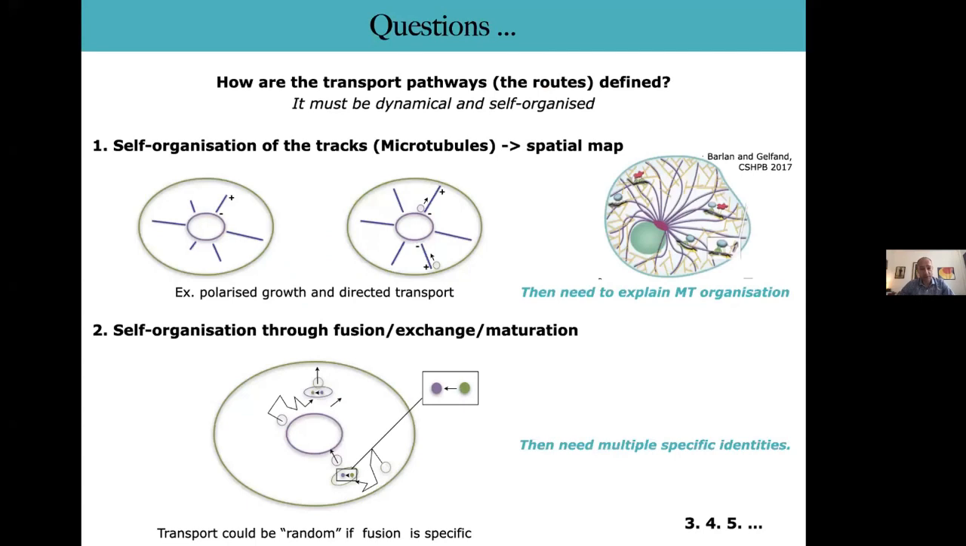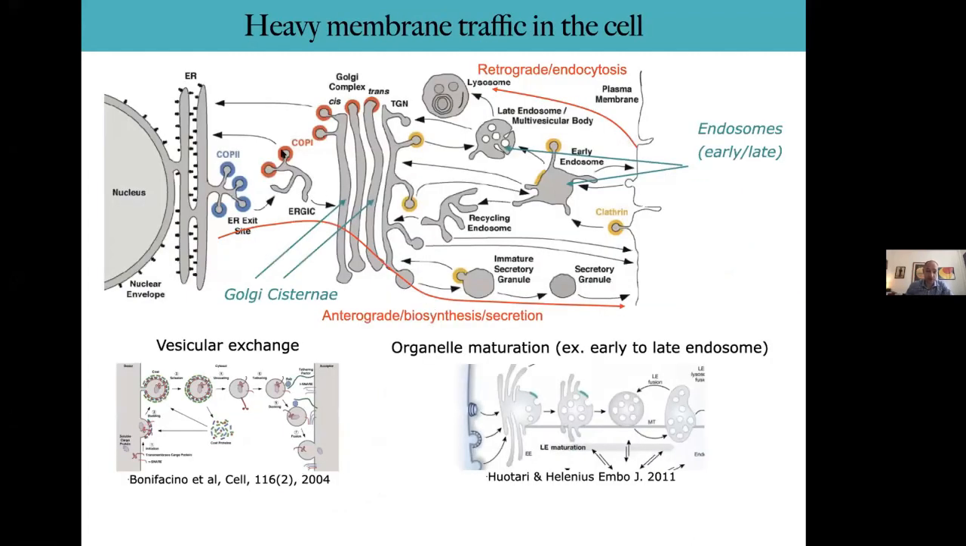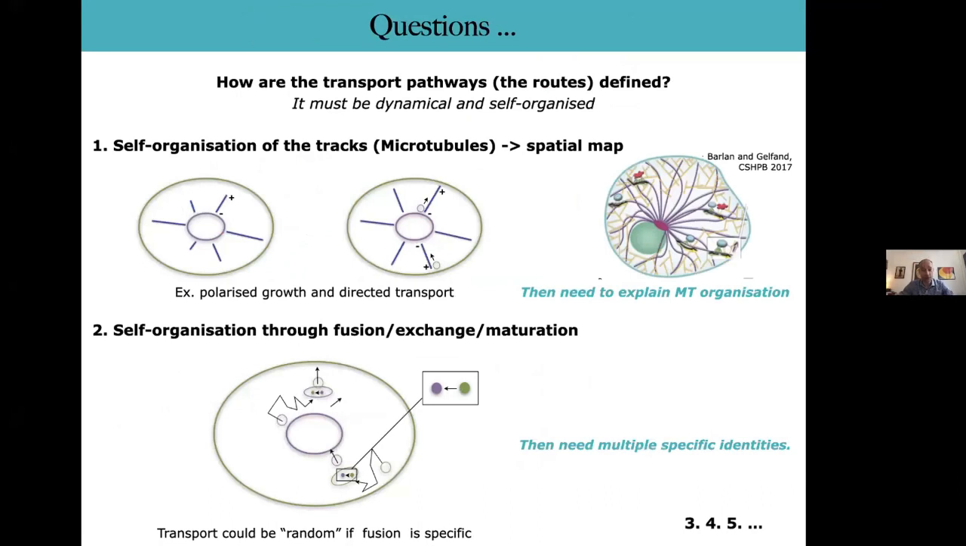And the main question I want to discuss is how are those transport pathways defined? How does this vesicle know that it needs to fuse with this ER and not to go fuse with the early endosomes or the late endosomes? How are these pathways defined in space and time? So we heard a lot in the previous talk about spatial structure and organization.